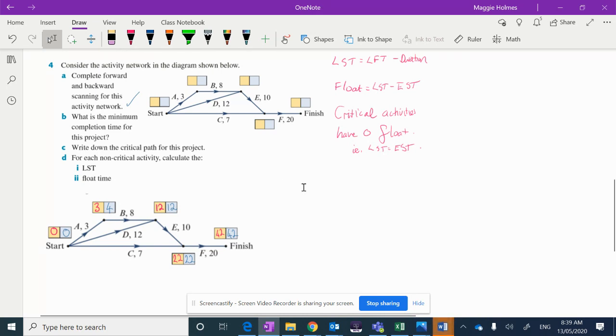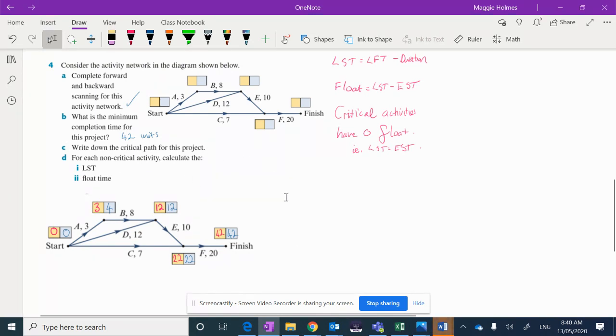What is the minimum completion time for the project? That's our 42 here, 42. And what are our units? It doesn't tell us, I don't think. So we'll just have to say units. We don't know if it's days or hours or what. Write down the critical path for the project.